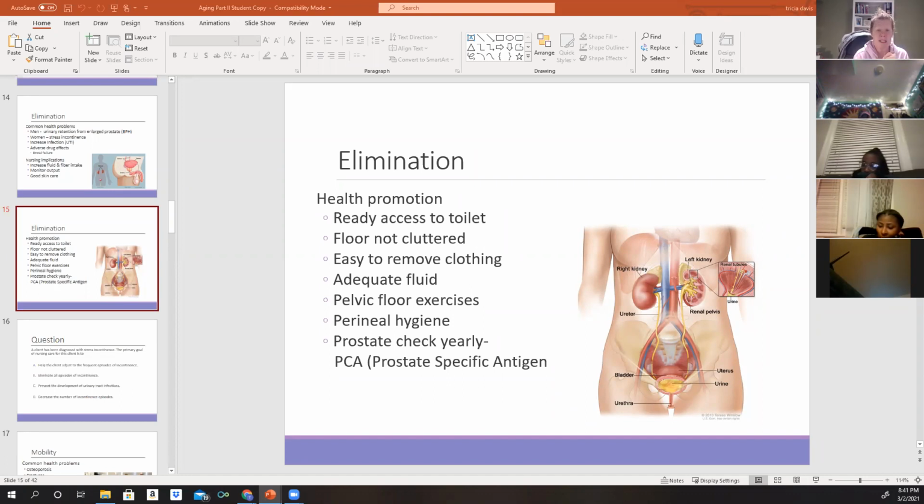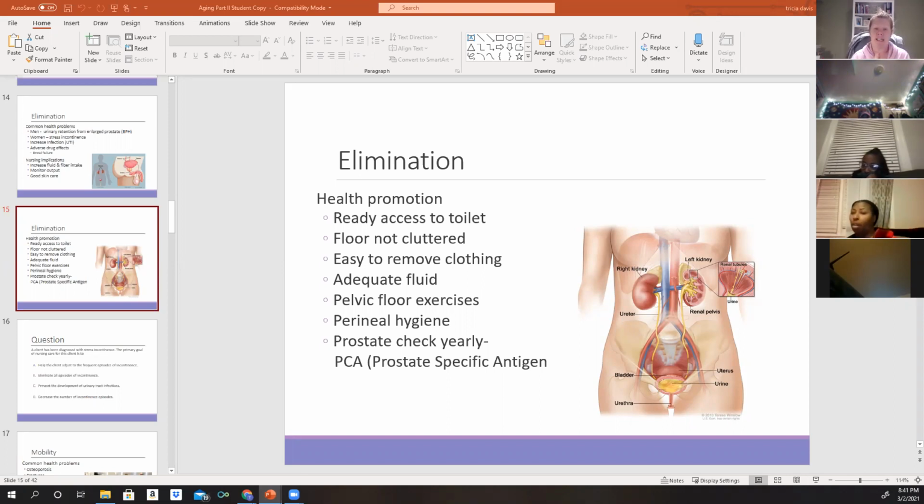Make sure that in the room at the hospital, their floor is not covered. Push that bedside table away. Make sure their chair's out of the way. At home, make sure you talk to a family member or encourage the patient to clear that path from their room to the bathroom, wherever their bathroom's located.